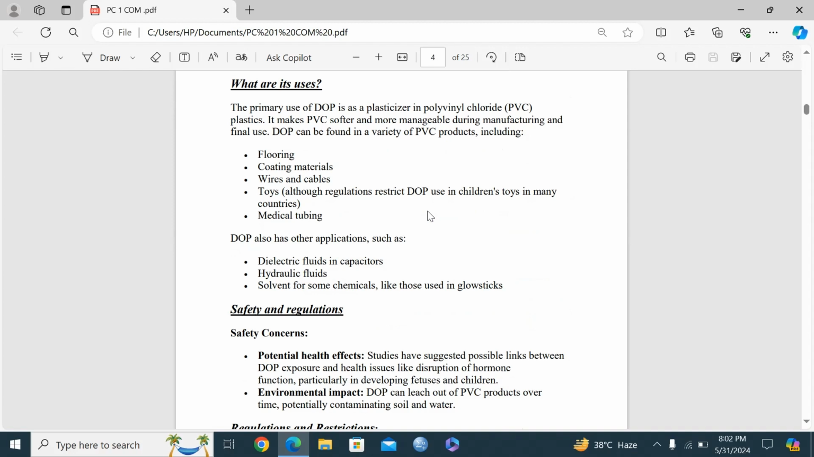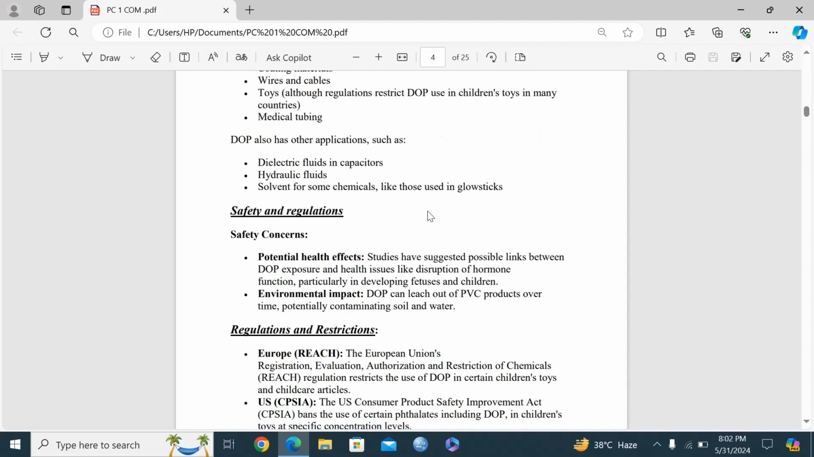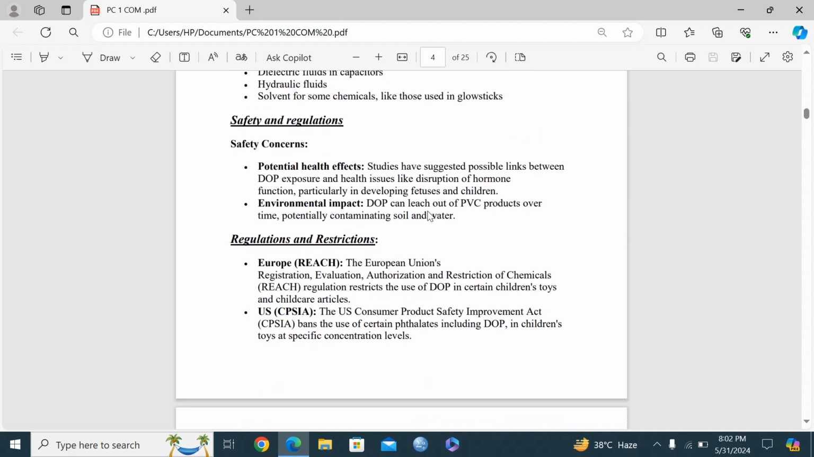What are its uses? The primary use of DOP is as a plasticizer in PVC plastic. It makes PVC softer and more manageable during manufacturing and final use. Flooring, coating material, wires and cable, toys, medical tubes. DOP also has other applications such as dielectric fluid in capacitors, hydraulic fluid, and solvent for some chemicals.